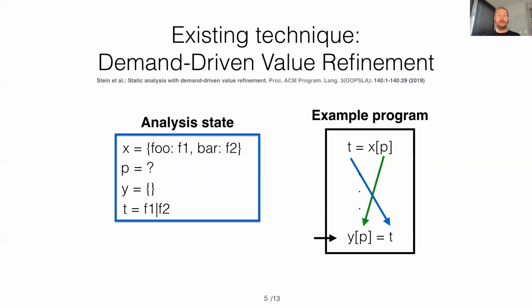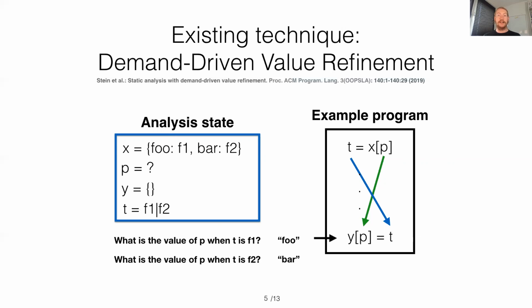Instead, demand-driven value refinement tries to regain the relational information at the dynamic property write. It heuristically sees that we are about to write an imprecise value, the value f1 or f2, to an unknown property of y. At this point, the technique asks two queries. What is the value of p when t is f1, and what is the value of p when t is f2?